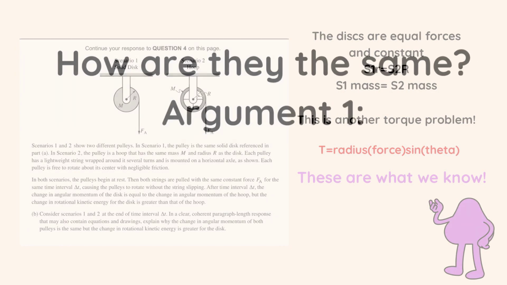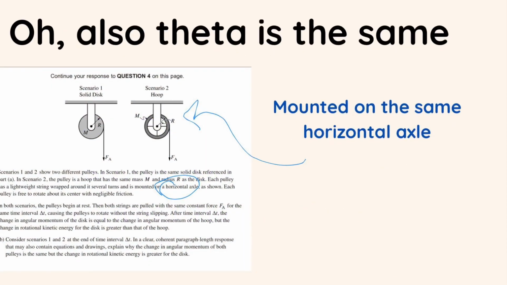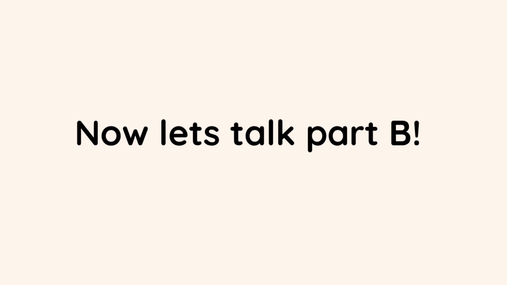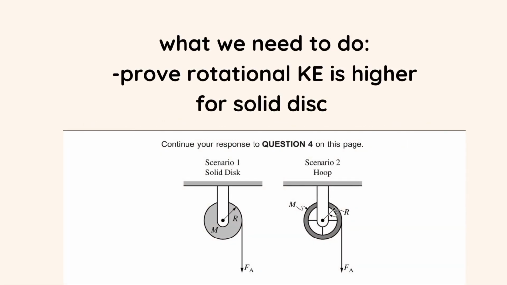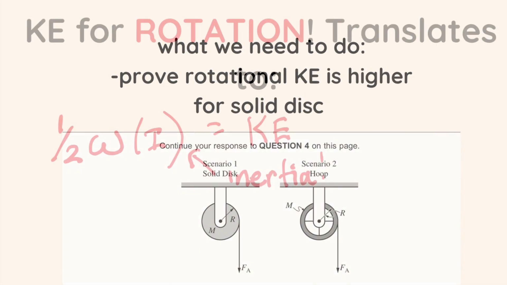So let's get to the argument. How are they the same? For an answer, we could say that because the same force is acting on the same disks at the same distance, the torque is the same, therefore the angular momentum is the same and conserved. So let's talk about the second part of part B, which is asking for the energy. And we'll need to prove that kinetic energy is greater for the solid disk than the hoop.